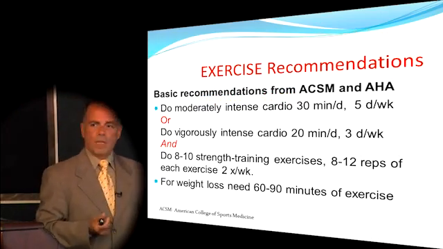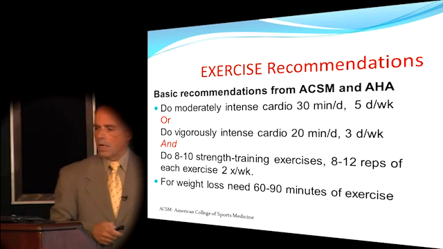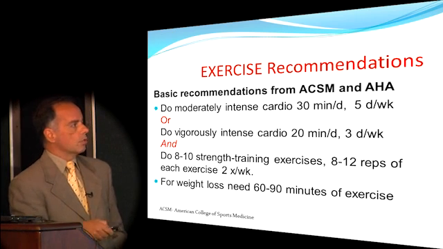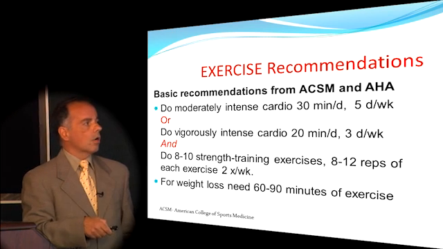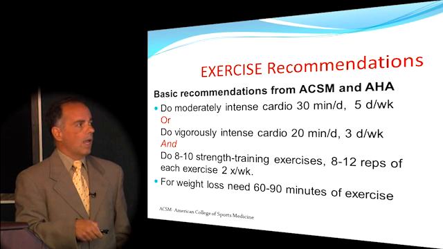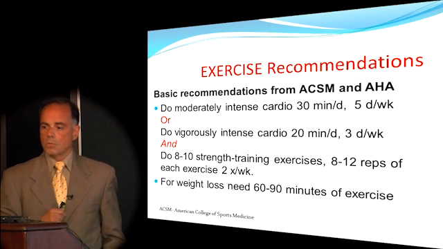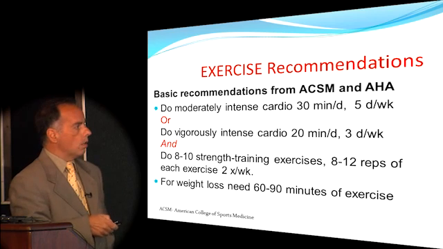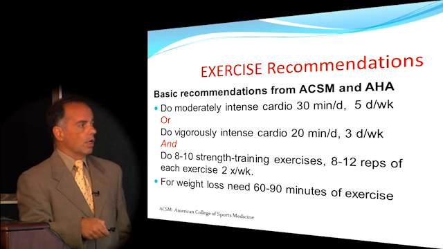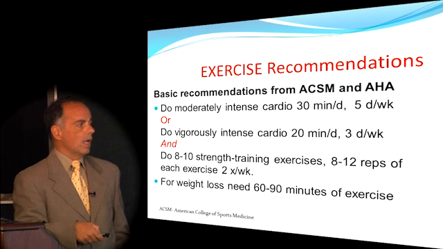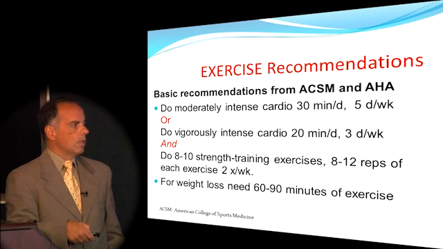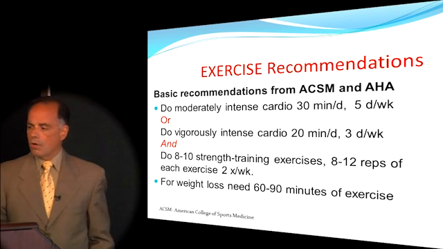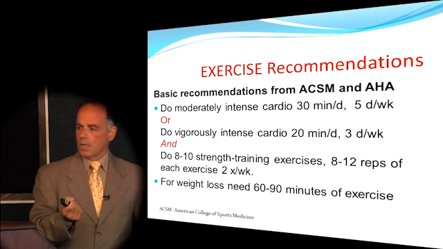So what are the exercise recommendations that we talked about? This comes from the American College of Sports Medicine and the American Heart Association. The basic recommendation is to do moderately intense cardio exercise 30 minutes per day, 5 days a week. Okay? 30 minutes a day, 5 days a week, moderate intensity. Or do vigorous intensity cardio, 20 minutes per day, 3 times a week, and at the same time, do 8 to 10 strength training exercises, like 8 to 12 reps of each exercise twice a week.